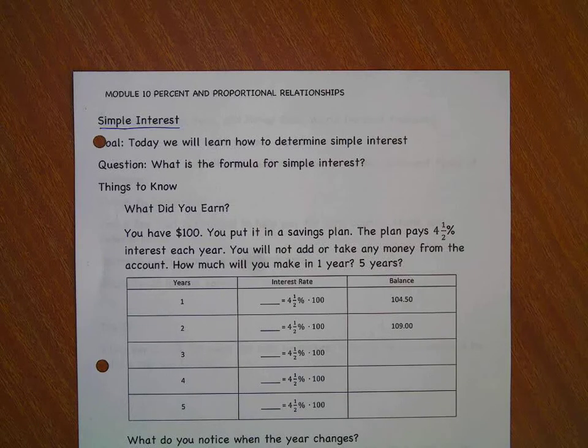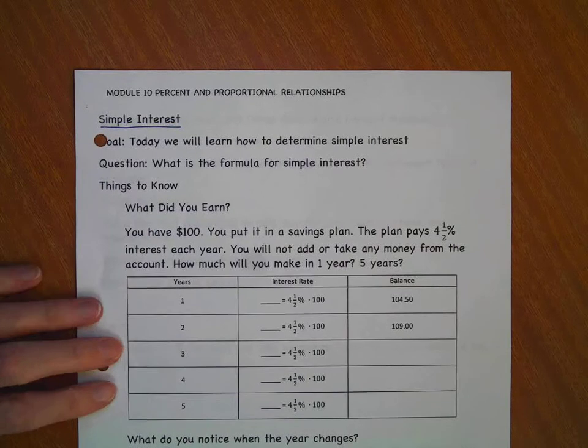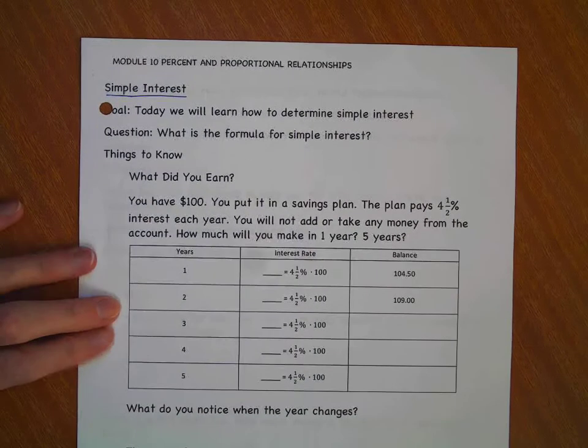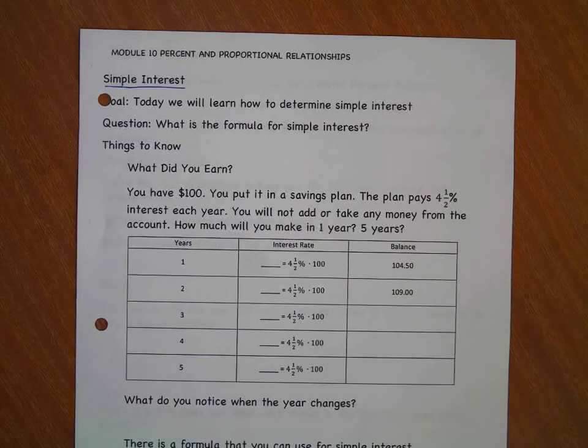There are a couple of things that you need to know, and we're going to learn about those when we practice this problem. So this problem is called, what did you earn? All right, you have $100. You put it into a savings plan, and the plan pays 4.5% interest each year. You will not add or take any money from the account. How much will you make in 1 year and in 5 years?